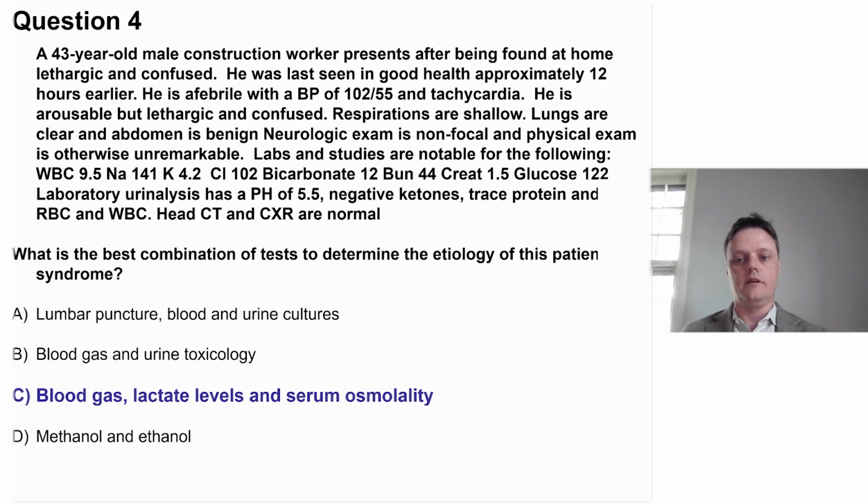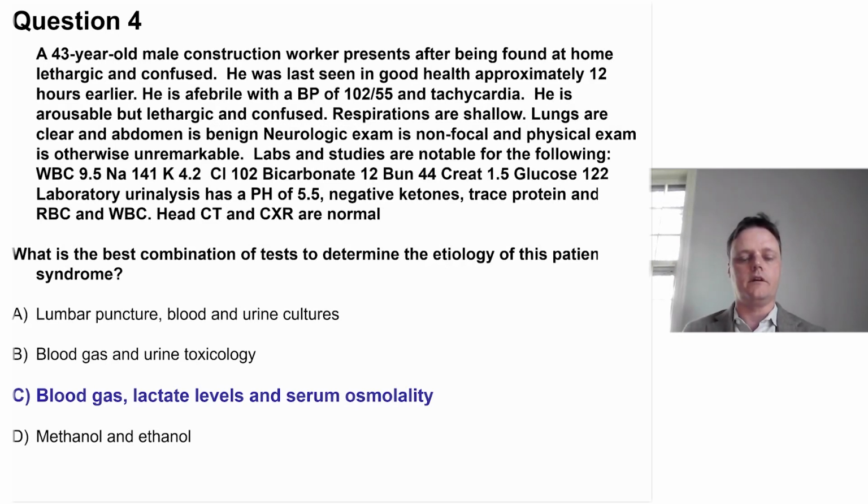The answer here is blood gas, lactate levels, and the serum osmolality. A: this patient potentially has an infection, and it certainly could be a cause for the metabolic acidosis, but it will be important to establish first, before looking for an infection, what the cause of the acidosis is. So I would not do A. It would certainly be part of the workup, but wouldn't be the first test I would do.